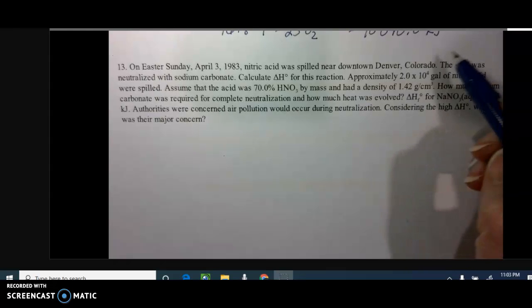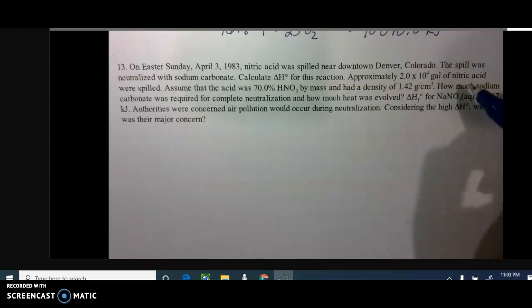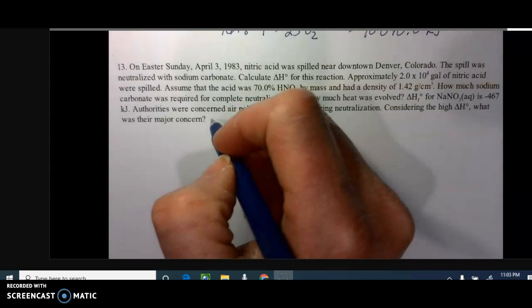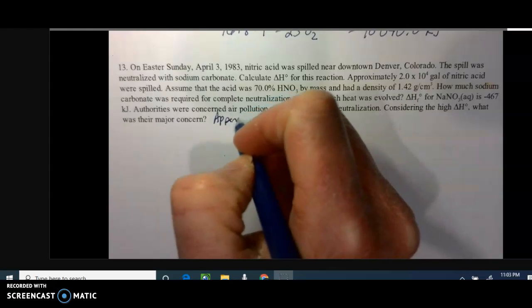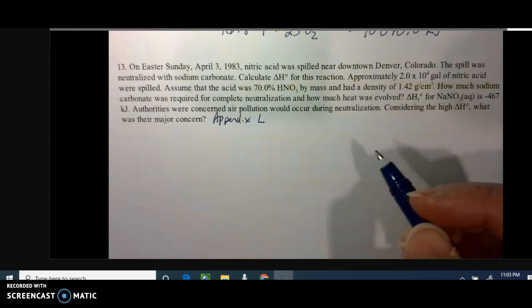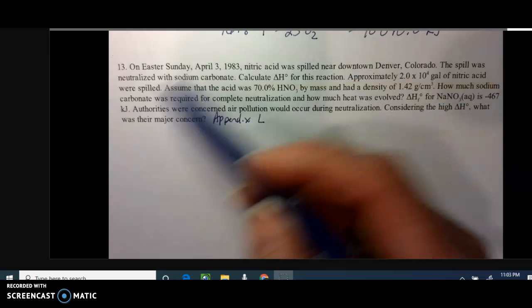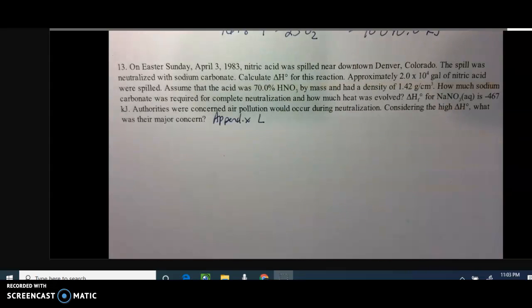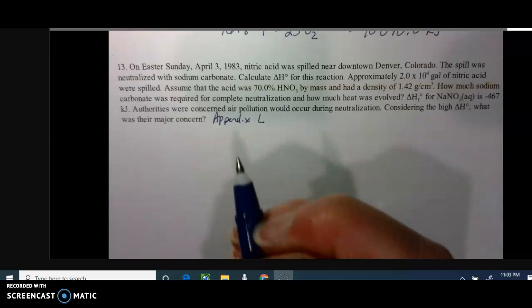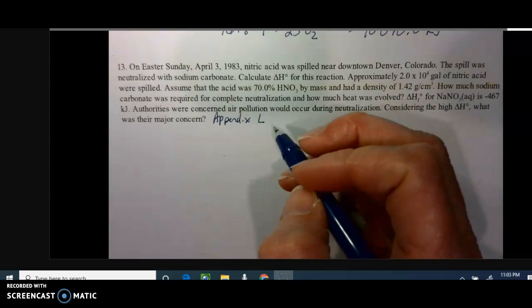How much sodium carbonate was required for complete neutralization, and how much heat was evolved? Delta H formation for NaNO3 aqueous is minus 467 joules. All the rest are available in Appendix L. So all the rest of the values I'm getting are coming from there. This one is really not a Hess's law. This is just a summary equation for looking at heat.